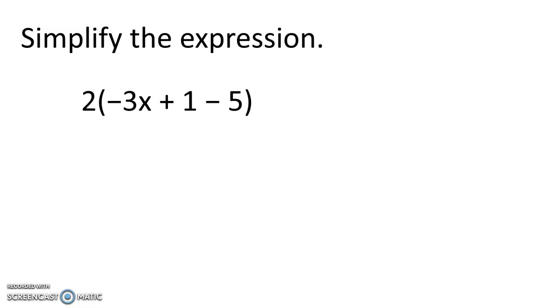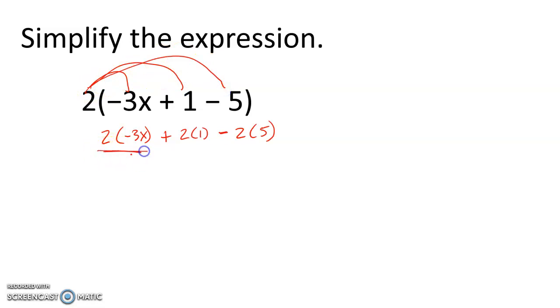All right. So this one right here, we're going to take the 2 and we're going to times it by all 3 things in there. So I'm going to go 2 times negative 3x plus 2 times 1 minus 2 times 5. So all I'm doing is going 2 times this, 2 times this, 2 times that. So 2 times negative 3 is negative 6x. 2 times 1 is 2, so plus 2. Minus 2 times 5 is 10. So you get negative 6x plus 2 minus 10.